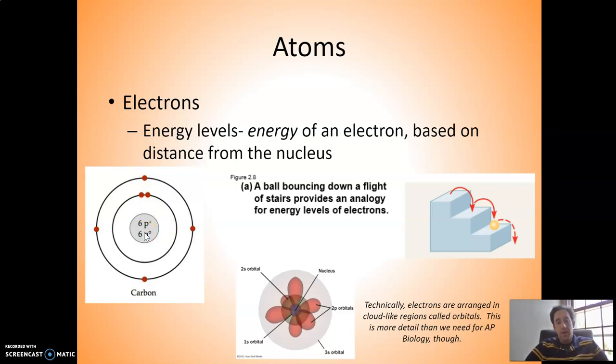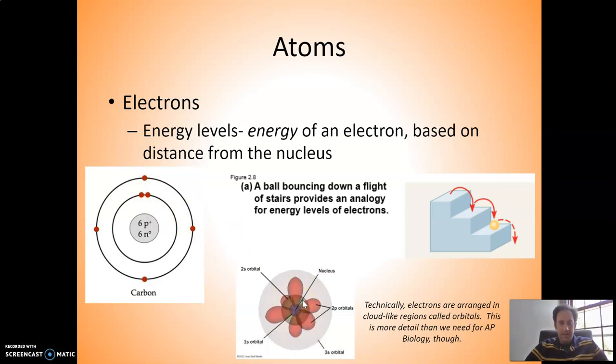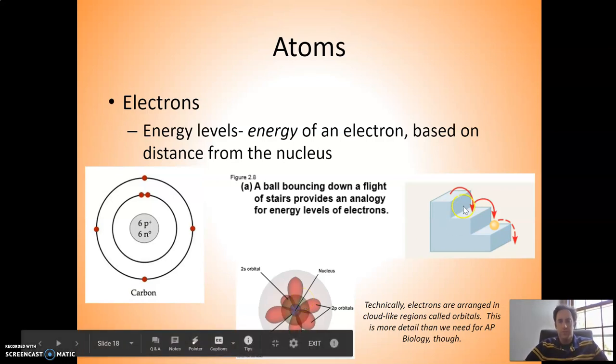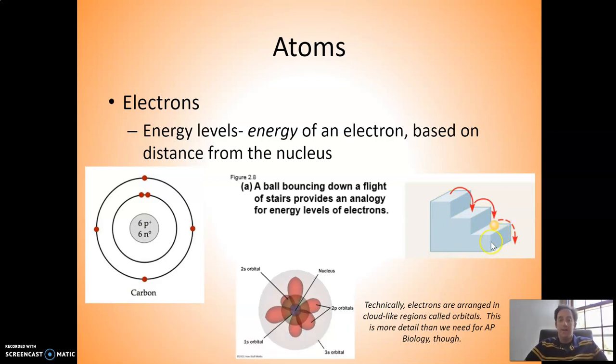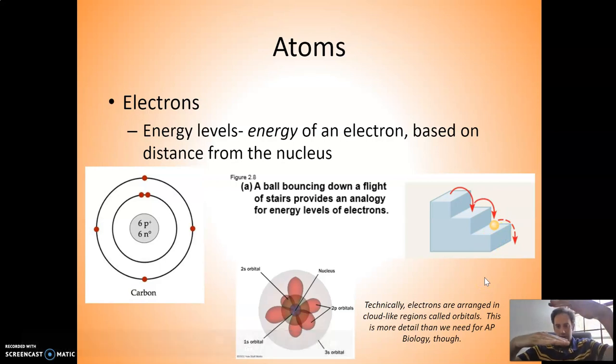Well, the reason is that these electrons are actually limited to these locations, which are called orbitals. And that is a little beyond what we need to do in AP Bio, but a good analogy would be a flight of stairs. If you wanted to put your foot, or an electron, on a flight of stairs, you can put it here or here. You can't put it in between. You cannot put your foot on a step in between because there's no step there.